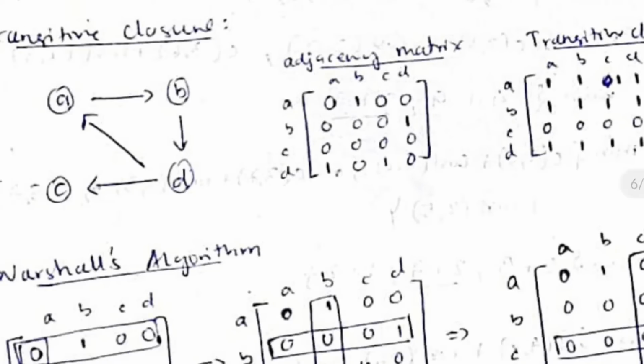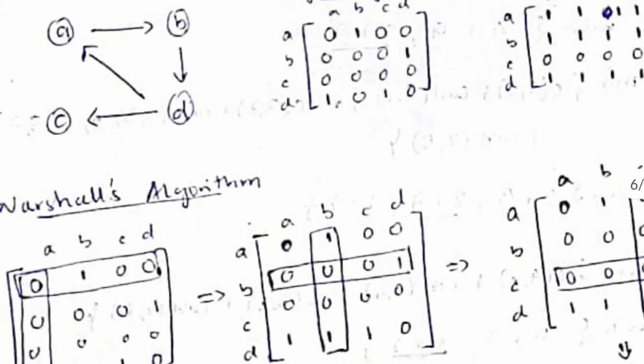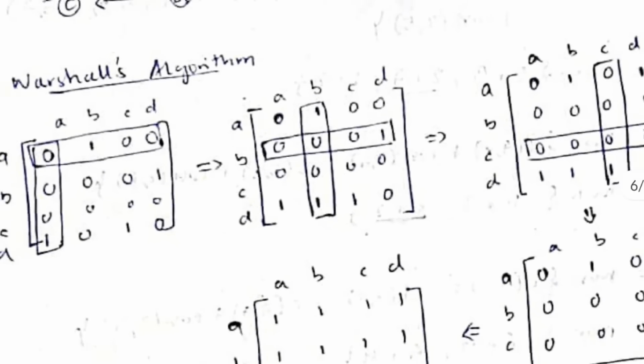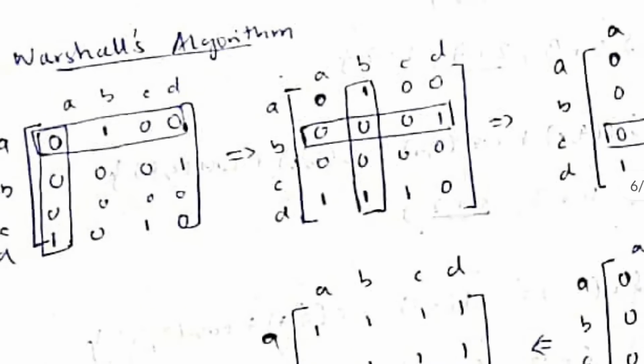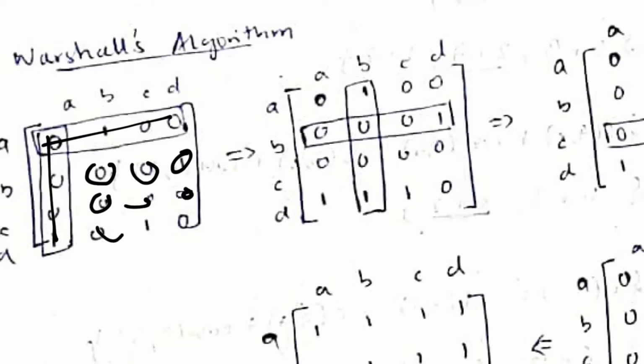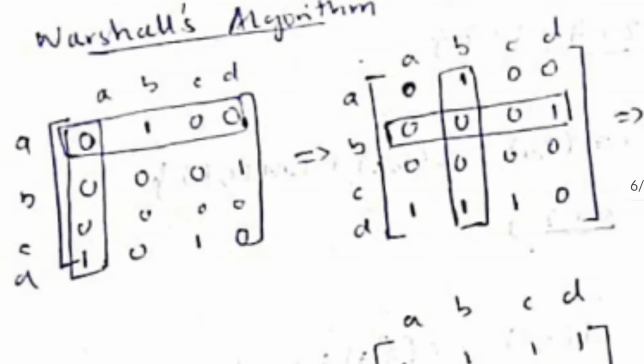Okay, so let's move on to Warshall's algorithm. Firstly, we'll be drawing the adjacency matrix here, and we'll be selecting the first row and the first column. Whatever row and column we select, that should be constant. No changes will be made here. The changes will be made in these three elements and these three, so a total of 9 elements we have to change.